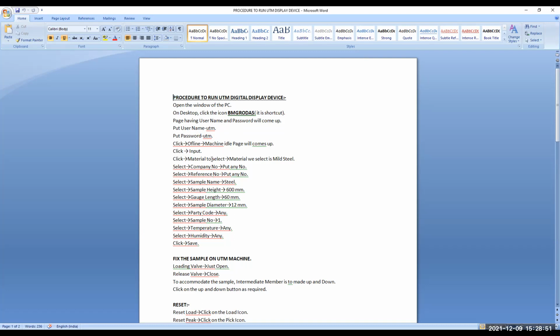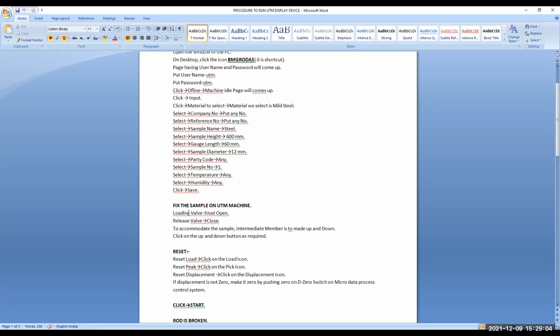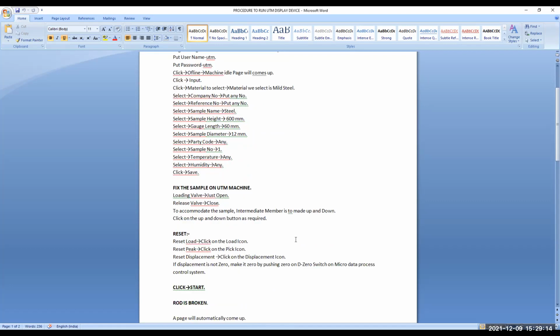Click input, metals to select, company number, reference number, put anything, sample number, all given, sample height is given, trim length is all given, party code, sample, etc. Then fix the sample on the UTM machine, loading valve just open, release valve close. To accommodate the sample, the intermediate stroke is to be made up and down. Click on the up and down button as required.